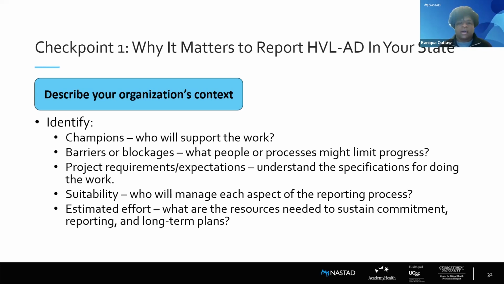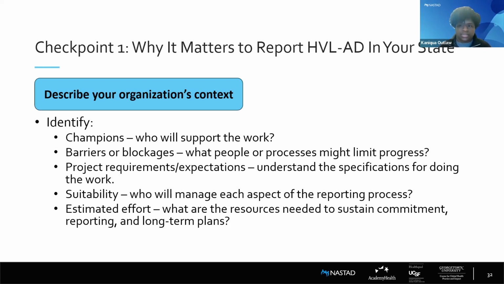to do that. Elizabeth did a really great job in outlining overall the value for reporting. And that value for reporting is only as important as really understanding how your state is at a level of readiness in order to do so. So one of the most important things that I would say in this first checkpoint is really understanding who's going to support the work. Who are those champions?